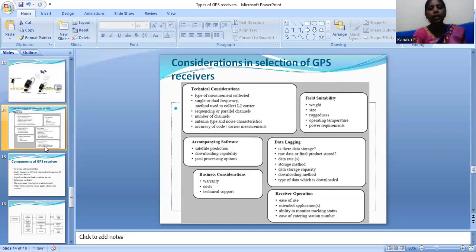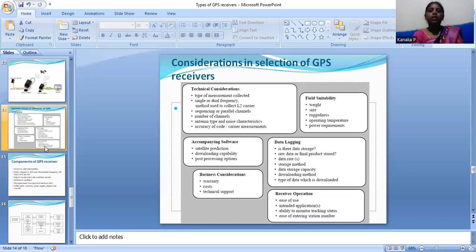Next one is data logging. Data logging means the data storage, how to prepare the data collection and data rates, storage method, data storage capacity, downloading method, type of data which is downloaded. So this is the data logging. And then business consideration. Business consideration is warranty, cost, technical support. These are the main factors for the business considerations.